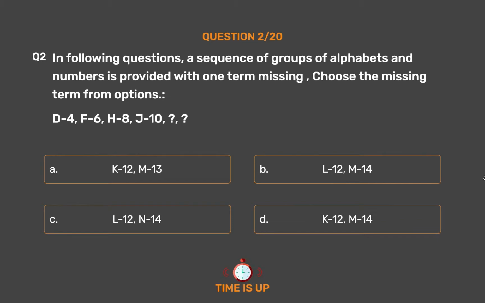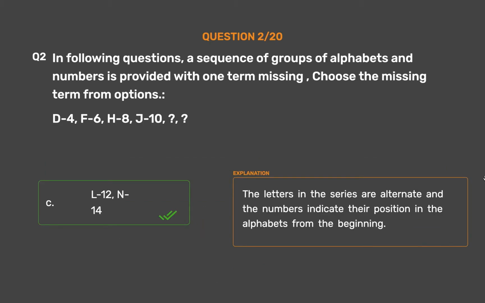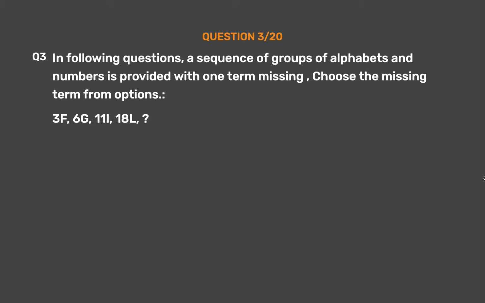The correct answer is Option C. L12, N14. The letters in the series are alternate and the numbers indicate their position in the alphabets from the beginning. Question number 3. In following questions, a sequence of groups of alphabets and numbers is provided with one term missing. Choose the missing term from options.